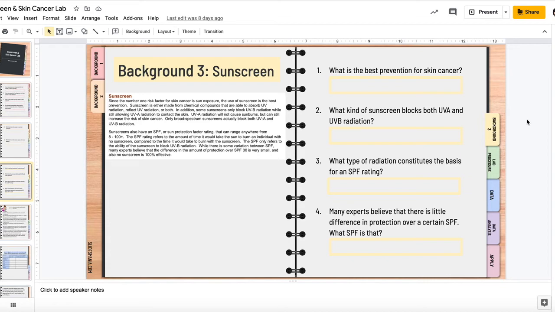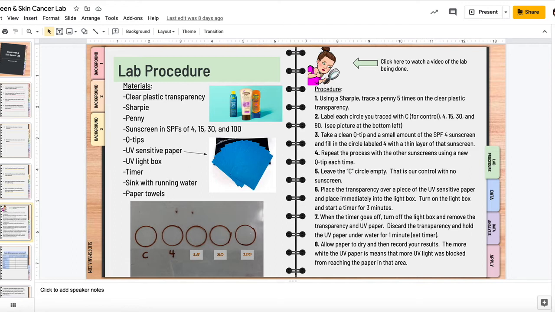Once you get the background information out of the way, then you're going to need to look at the procedure of your lab. Okay, so we've got the materials listed here. We would be using some UV sensitive paper, which will change color if exposed to UV light. We would have a transparency page where we would apply different sunscreens.